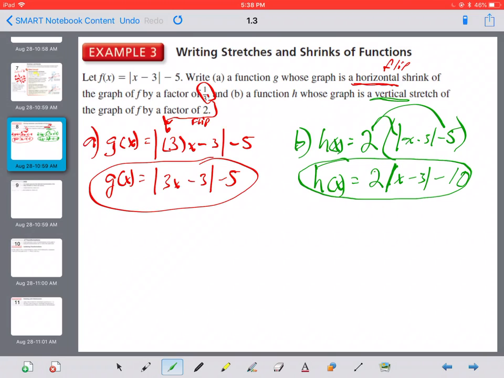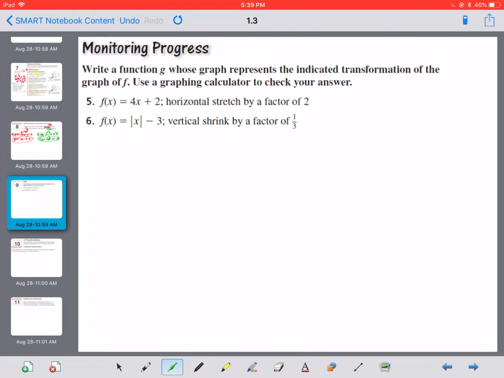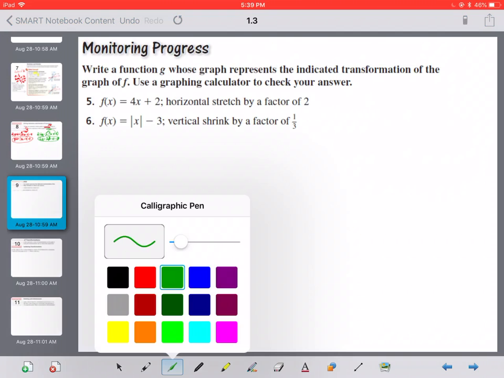Now it's going to vary depending upon which family you're talking about. Linear gets a little different, squared gets a little different, absolute value is a little bit different. So let's try a couple more examples. Give it a pause. Try 5 and 6 here on the screen, and then I'll work them out afterwards. You can see how well you did and where you messed up.